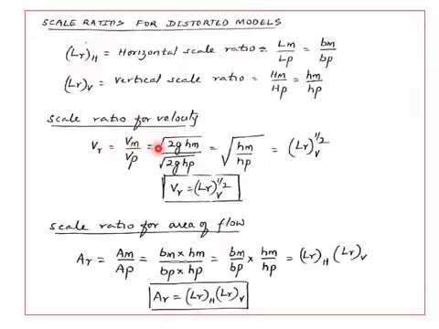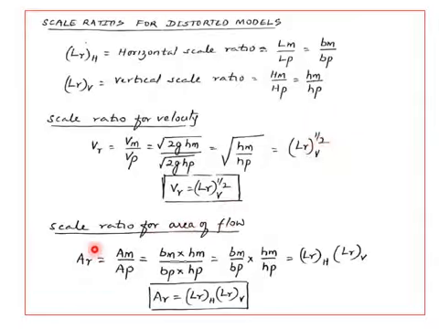So what is Vm? We know the standard formula as root 2gh, where h is the head in the model, and h is the head in the prototype. So here 2g cancels, and it is nothing but the root of hm by hp. So what is this hm by hp? It is nothing but the vertical scale ratio, which is LRV. Therefore, henceforth, in the case of an undistorted model, we simply write LR to the power of half. Here, specifically, it is LRV to the power of half.